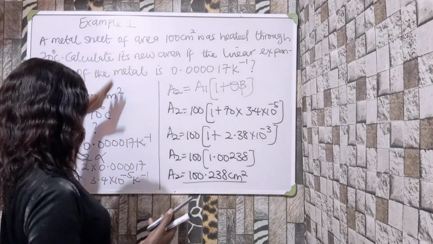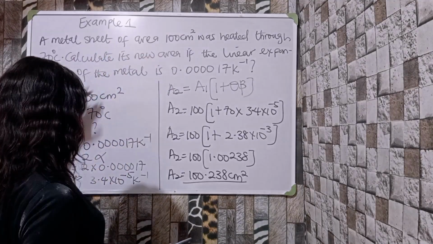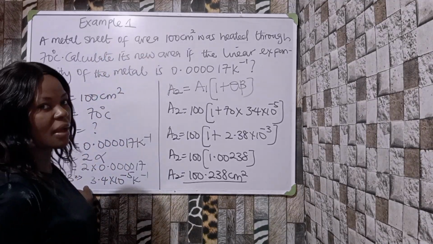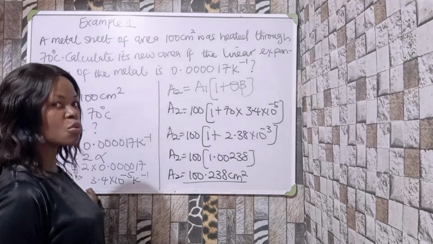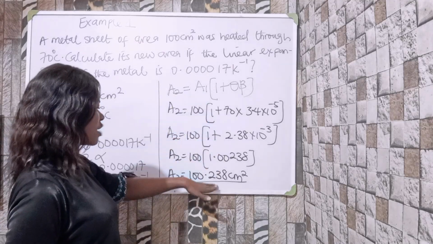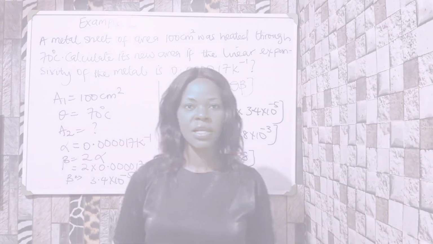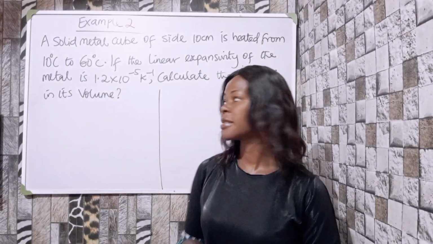So this is how we can solve this problem. If you're asked to find a new area, you have to state the parameters and get your beta by multiplying alpha by 2. All right, then substitute into the formula and get your answer. Hope you understand that. Okay, let's go to the next one. Let's look at this second example.